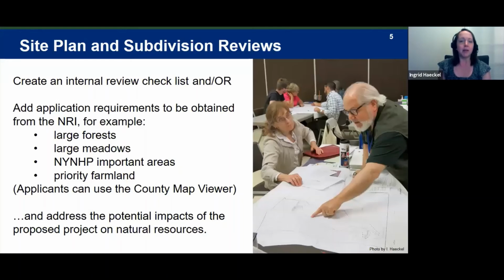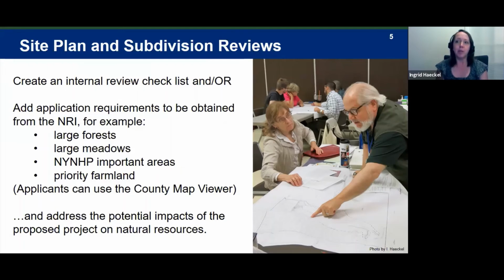Okay, so even without a formal law though, as Gretchen demonstrated, the NRI can be integrated into environmental reviews, including site plan and subdivision reviews. You can use your own personalized internal checklist that you could create to go through information from the NRI as you're reviewing projects, or you could consider adding application requirements for information that would be obtained from the NRI.